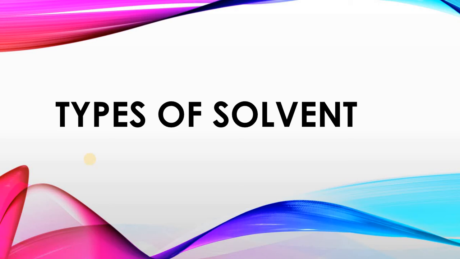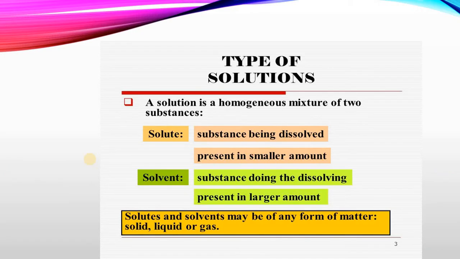So we're going to continue with our lesson. We're going to learn about types of solvent. First, we're going to look at what is the meaning of solvent.